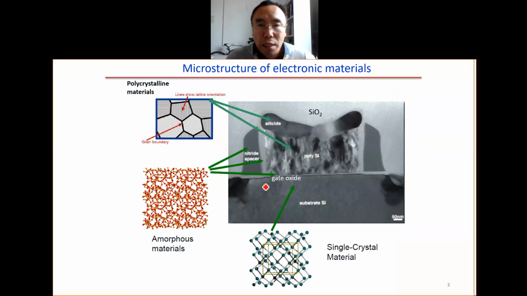So here is the MOSFET we have talked about. We have the single crystal silicon substrate. The spacer is amorphous silicon nitride. The gate oxide is also amorphous, and the silicide is titanium silicide, and also polycrystal silicon. This is the polycrystalline.